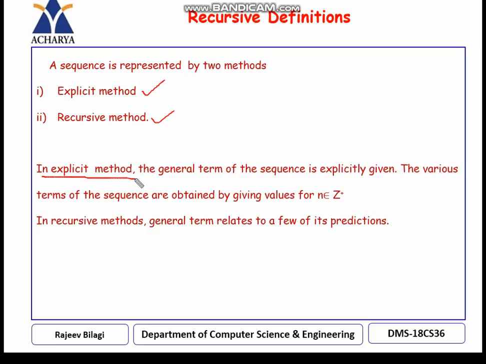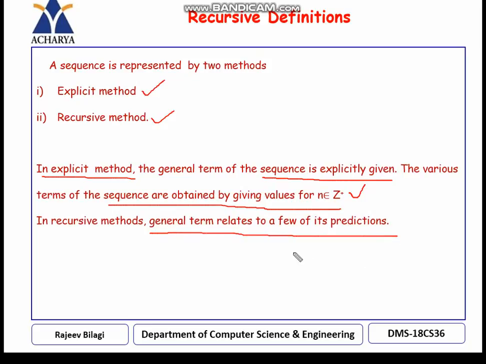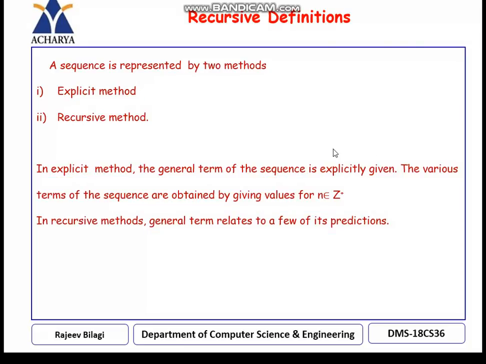In the explicit method, the general term of the sequence is explicitly given. The various terms of the sequence are obtained by giving values for n, where n belongs to Z plus. This is the first method. In the recursive method, the general term is related to a few of its predecessors. We will see how to represent sequences using these two methods.